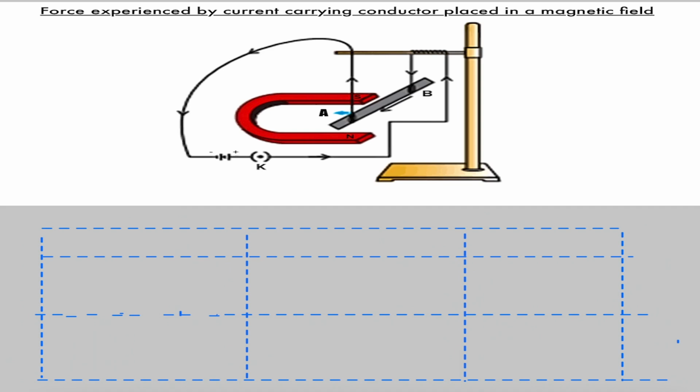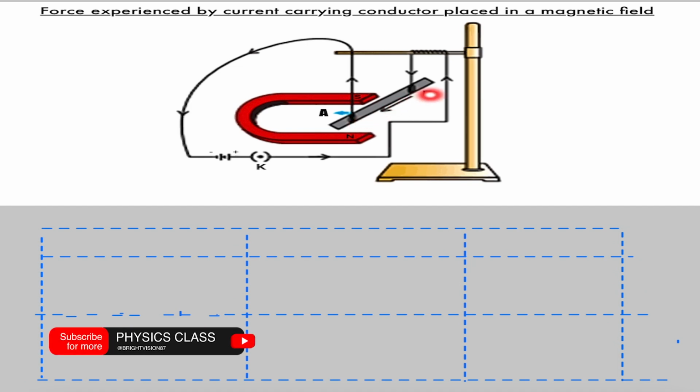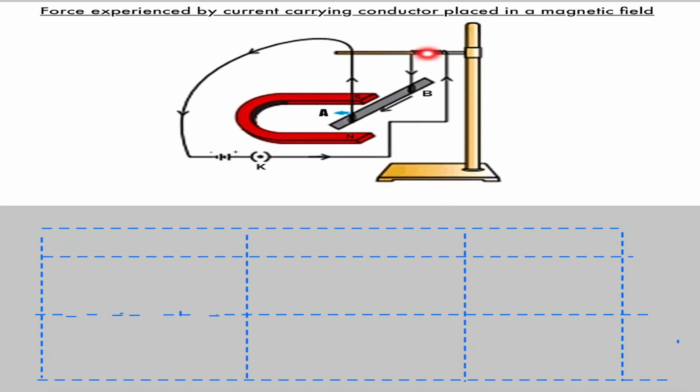Welcome to physics class. In today's class, we shall be studying an activity in which a conductor placed in a magnetic field experiences a force. The conductor we are using is named AB. It is going to be suspended from a stand with the help of conducting wires, and it is placed in a magnetic field with the help of a horseshoe magnet.